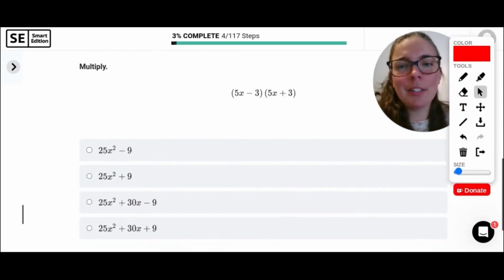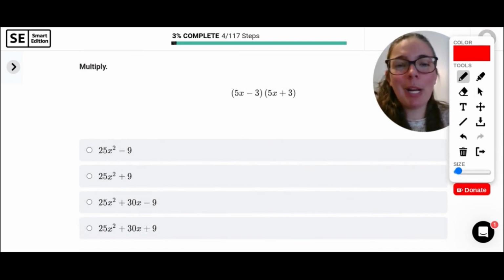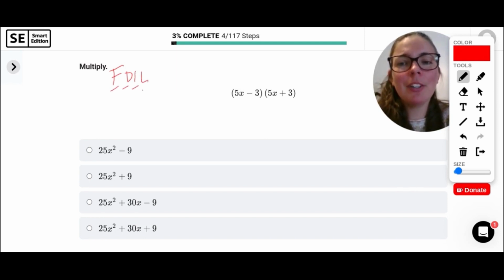All right, still not using a calculator here. Let's do some binomial multiplication. 5x minus 3 times 5x plus 3. What can be really helpful when we're multiplying binomials is to think of the acronym FOIL. FOIL stands for first, outer, inner, last. So let me show you what that looks like.